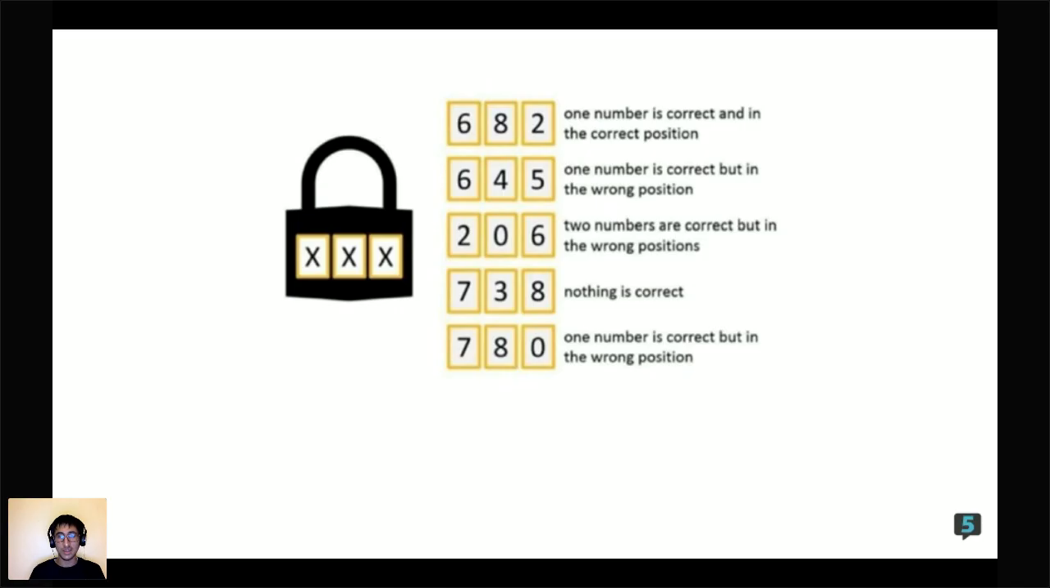It's not 062. So the people who are saying 062, you have to notice this, or some relation of that. Two numbers are correct but in the wrong position, meaning that one of these three numbers right over here is not in the final answer.